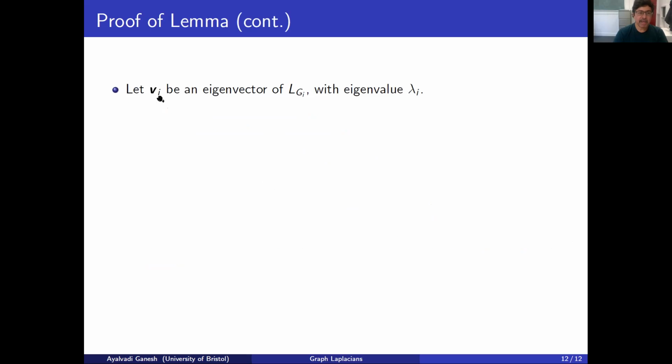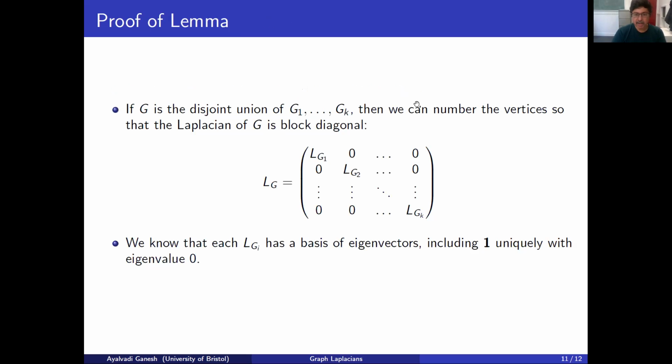Now let Vi be an eigenvector of the Laplacian of the component Gi with eigenvalue lambda i. I want to claim that from this eigenvector, I can construct an eigenvector of the big Laplacian LG with exactly the same eigenvalue. How do I do that? I write the column vector Vi corresponding to the ith block here, and I pad it out with zeros above and zeros below.